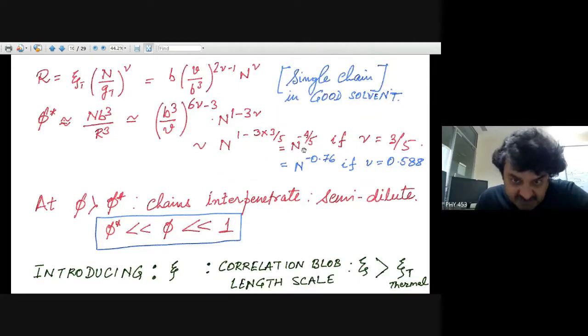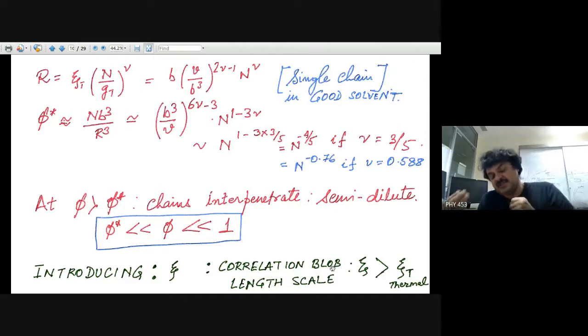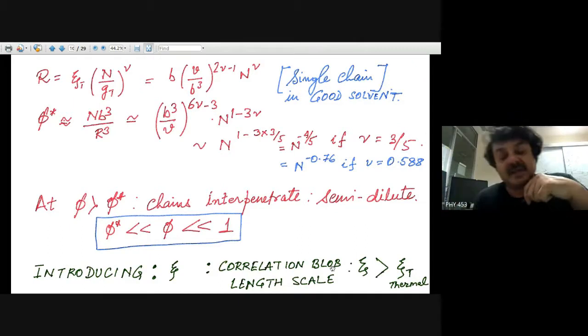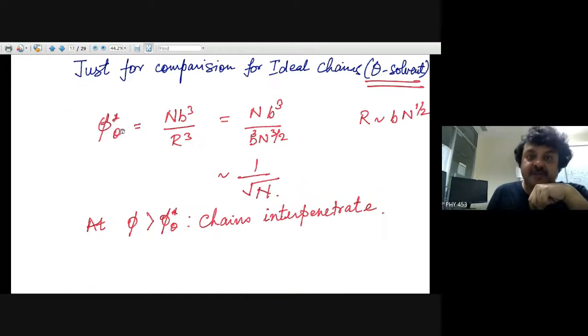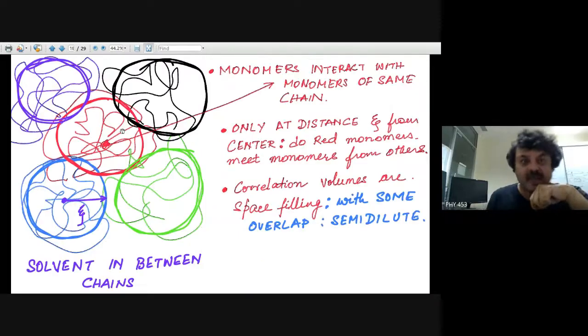After this, correlation blobs will be discussed for the case of a good solvent. So we are basically continuing from here. This is just a reminder that things will be different if you have a theta solvent. Okay, so the idea of a correlation blob length scale.